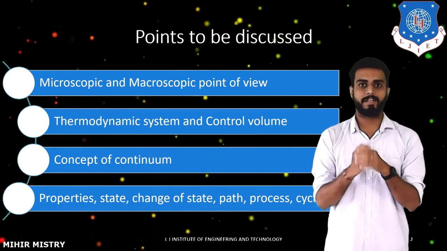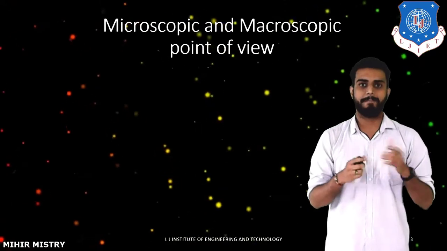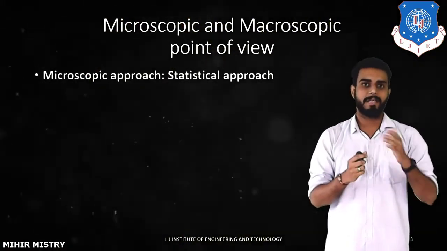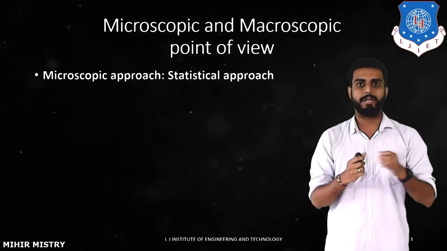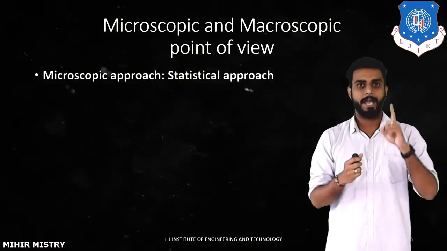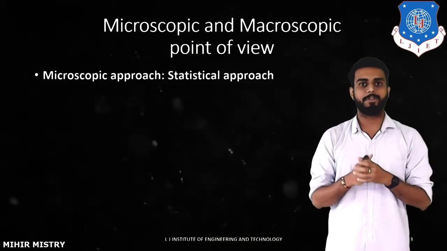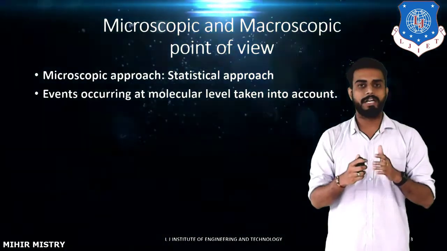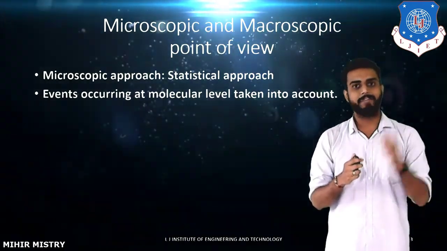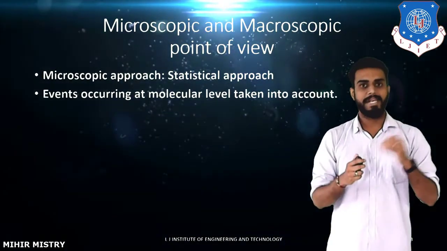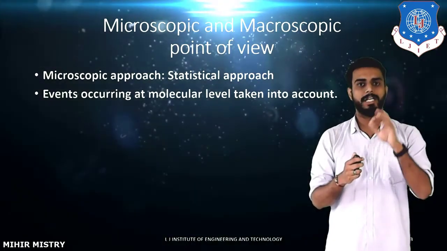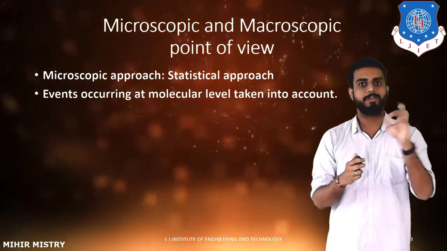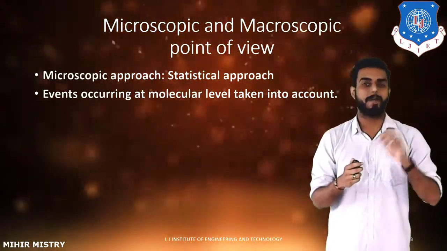Now let us discuss the first point, that is microscopic and macroscopic point of view. So the microscopic point of view is also known as the statistical approach. Why is it known as the statistical approach? Let us understand. Before that, what does the microscopic approach mean? Microscopic means the events occurring at the molecular level are taken into account. Meaning you will be bothered about the individual behavior of a molecule, right? So you will track down each individual molecule. That will be known as the microscopic approach.